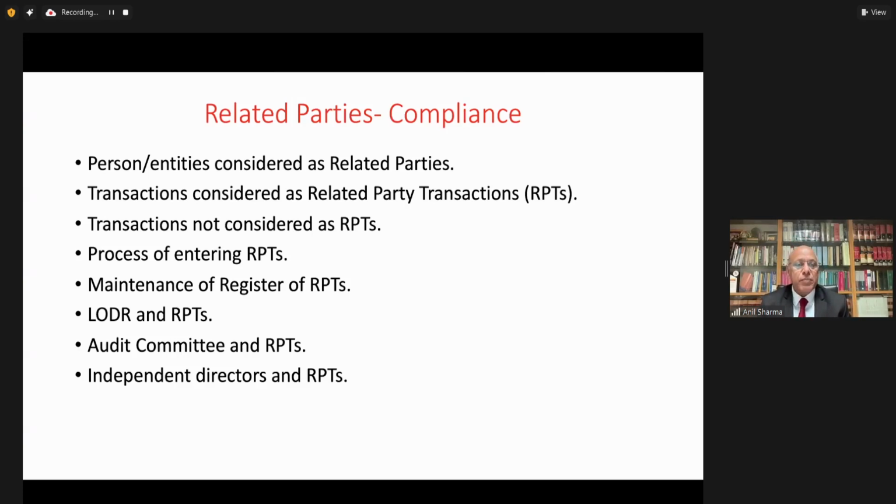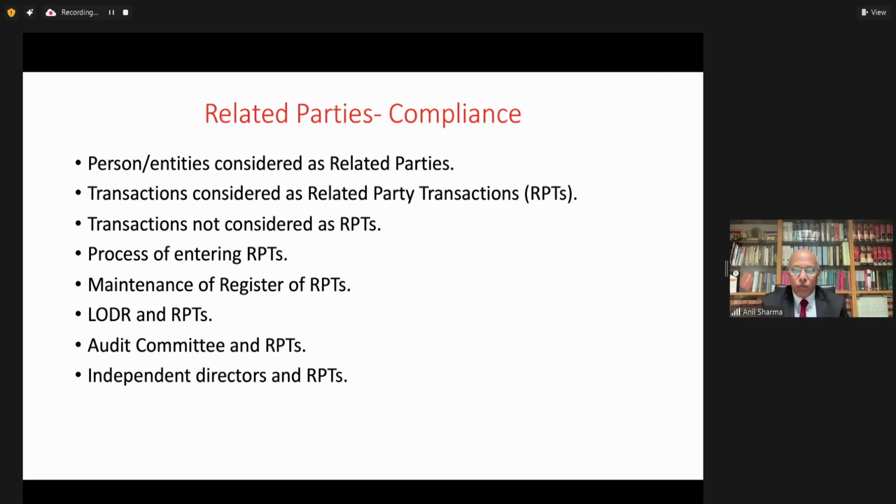Then in the case of listed companies, the LODR regulations have also talked about related party transactions in a very detailed manner. So what are those provisions? Both the Companies Act as well as the SEBI regulations have put a lot of responsibility on the audit committee to look after and take care of related party transactions, to do their due diligence in those transactions. Similarly, independent directors are also duty bound to look into related party transactions, that those are held at arm's length and in the normal course of business and all those things.